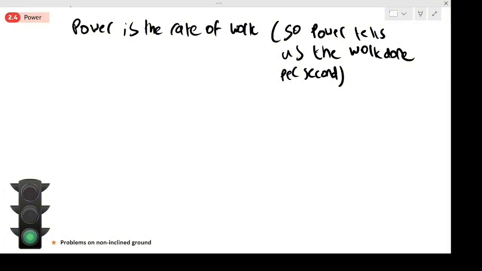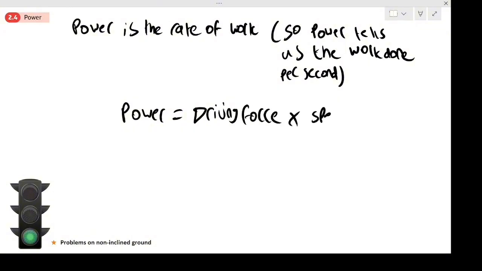As a formula, it turns out that power is specifically the driving force, remember, that's the force that acts forward to move an object forward, times the speed of the object. The driving force is in newtons, speed is in meters per second. So you could have the units as newtons times meters per second, but what you'd be more familiar with is that power can be in watts.